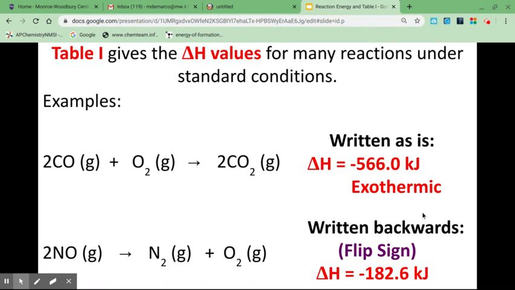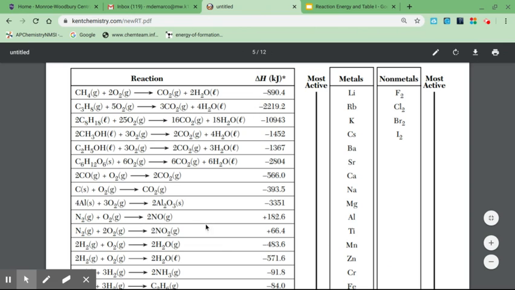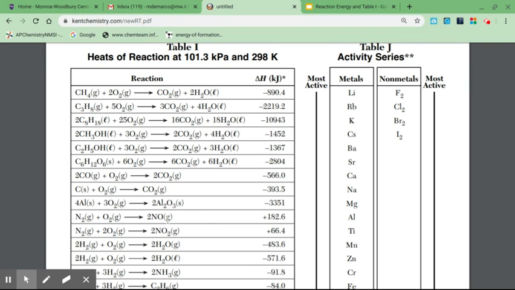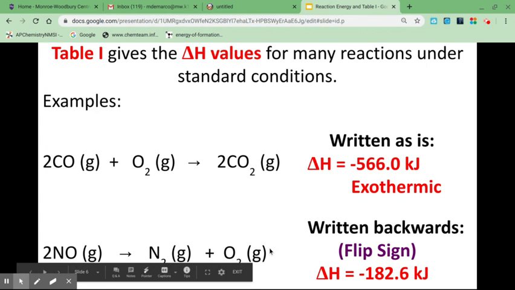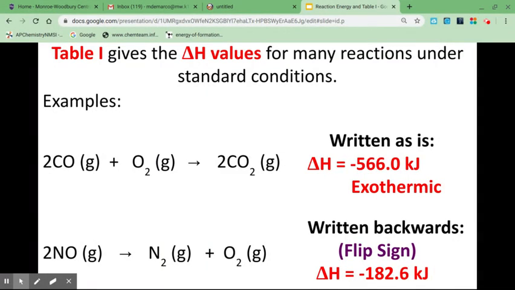It's written backwards. So what we do with table I when things are written backwards, very simply, we take the sign that's there and we flip it. So if I go back to table I, this reaction, notice, was positive 182.6, showing it's endothermic, when the N2 and O2 are on the left. So they're on the right, and look, all we do is flip the sign. All right, simple, easy things to do in terms of using table I.